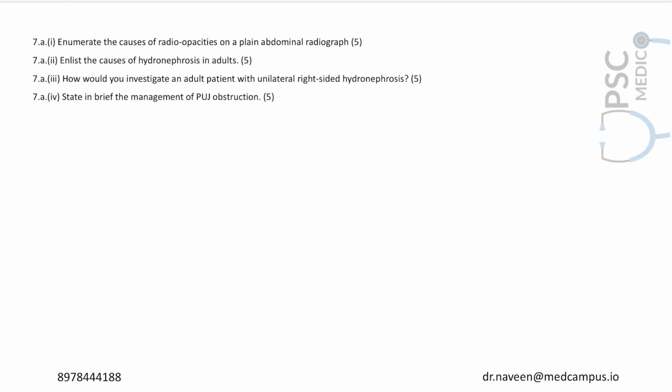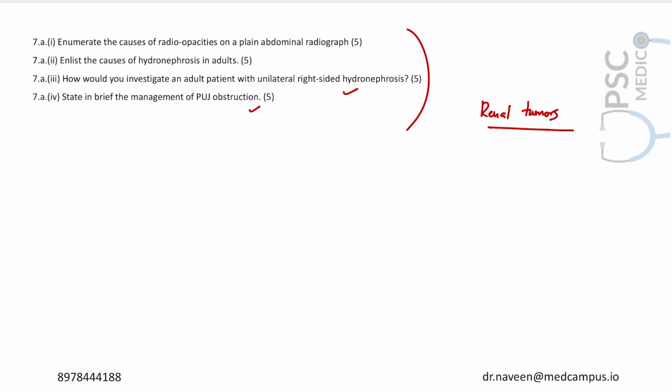PUJ obstruction and also hydronephrosis and all. Maybe there was something in the syllabus about renal tumors, but there's no specific mention of hydronephrosis. Maybe you have to put it in the unasked version and also the out of syllabus version mostly, but again, hydronephrosis and PUJ obstruction, with your basic MBBS knowledge, you can definitely answer this question.